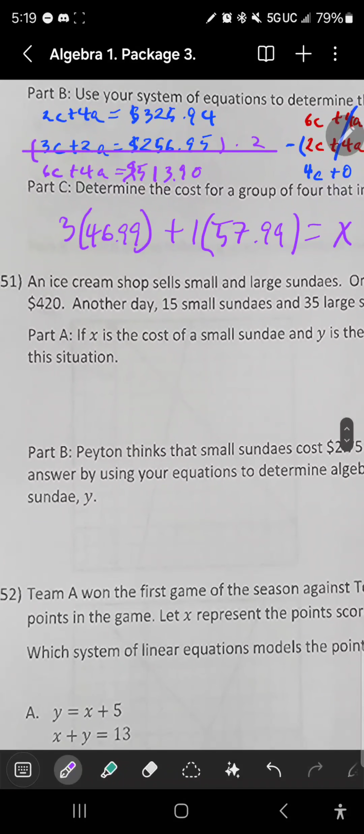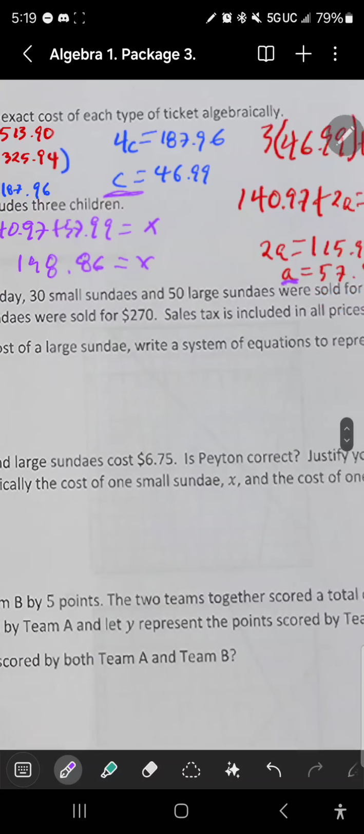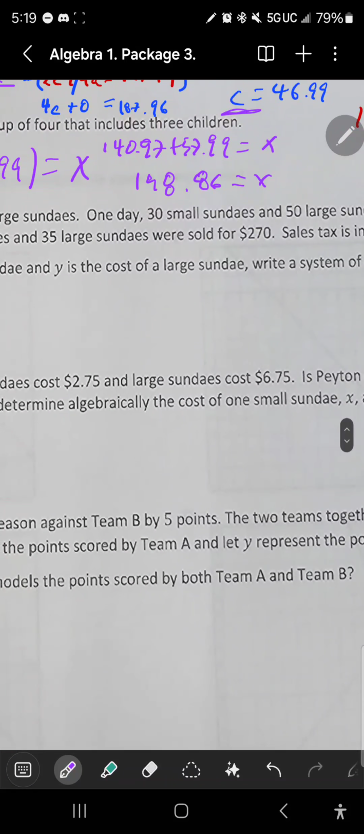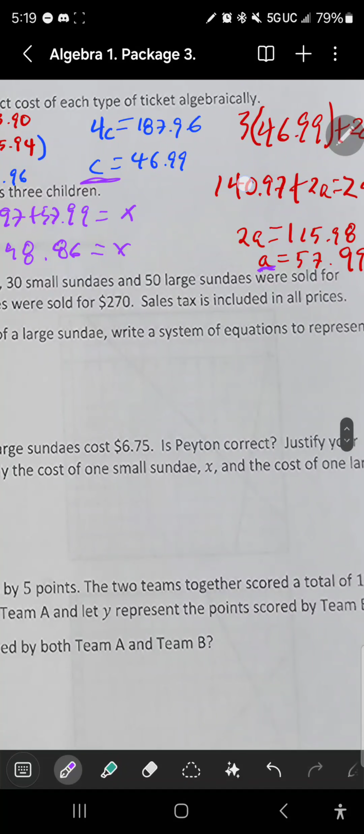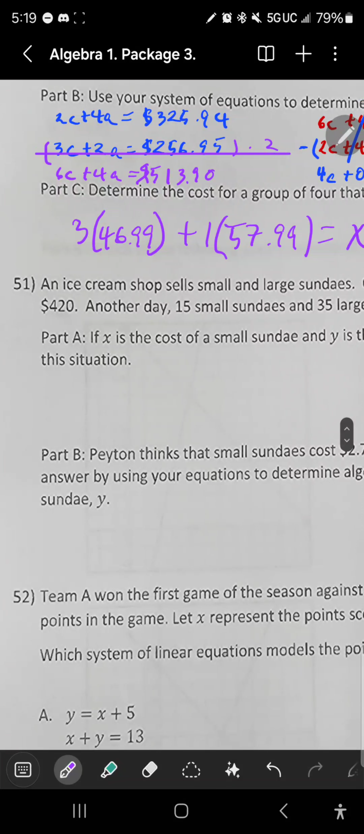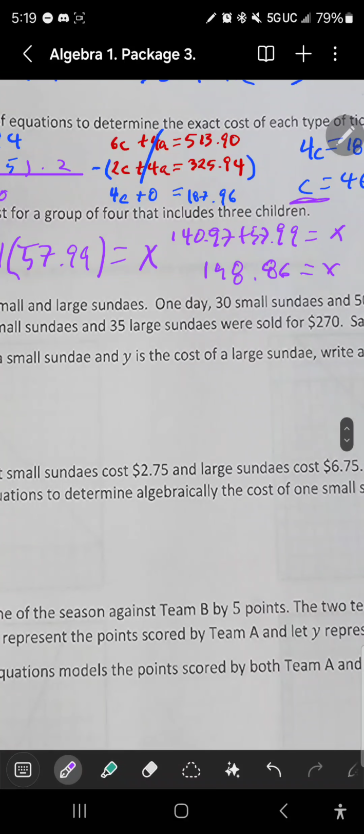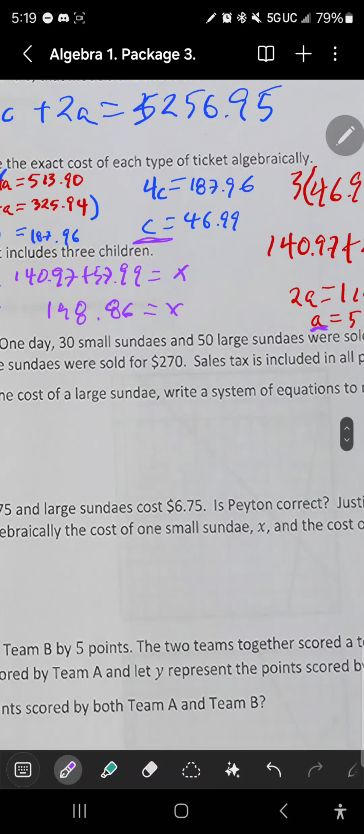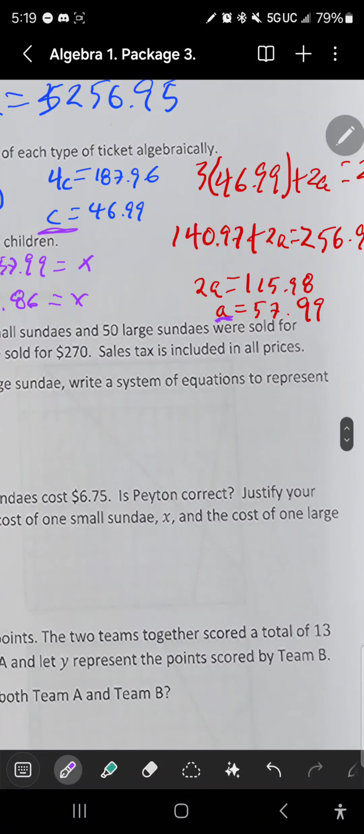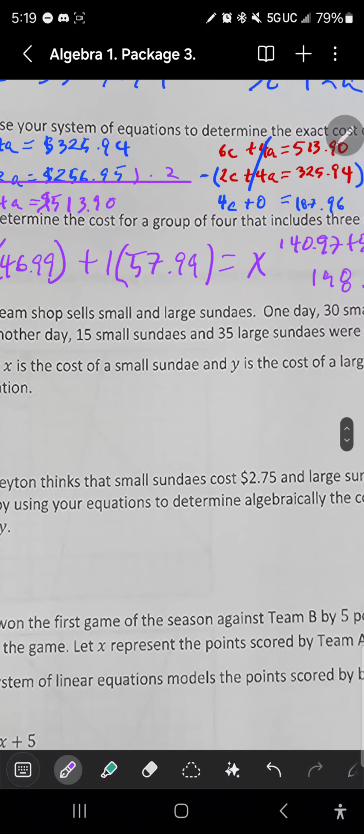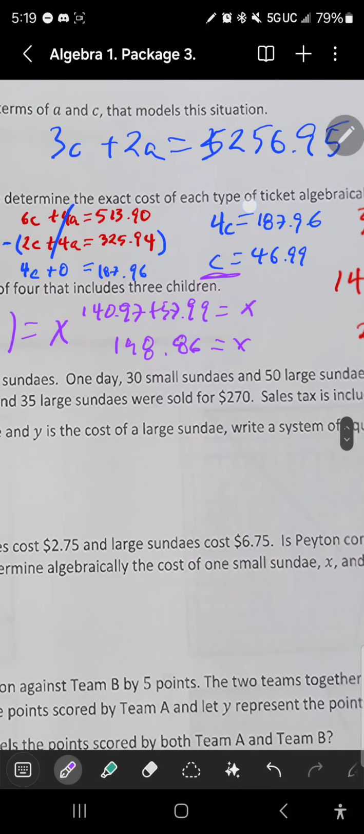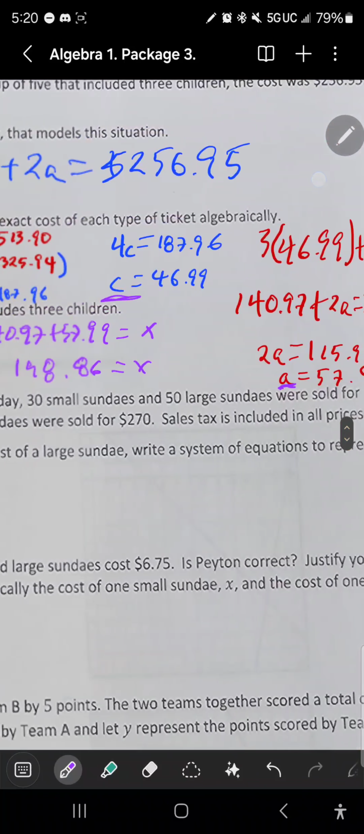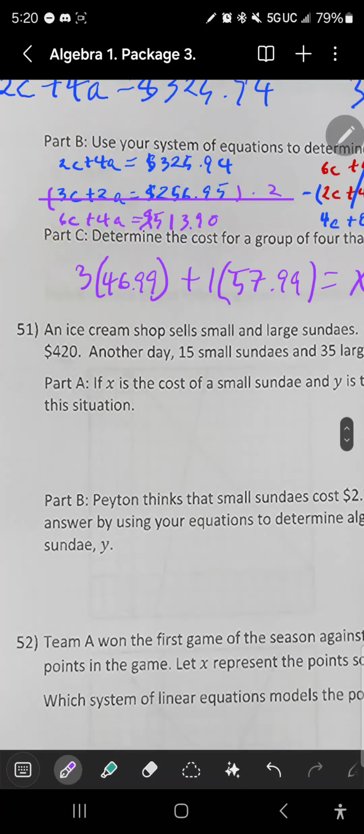Let's go. 51. An ice cream shop sells small and large sundaes. One day, 30 small sundaes and 50 large sundaes were sold for $420. Another day, 15 small sundaes and 35 large sundaes were sold for $270. Sales tax is included in all prices. Okay, for A, if X is the cost of a small sundae and Y is the cost of a large sundae, write a system of equations to represent this situation. X goes with small and Y goes with large.